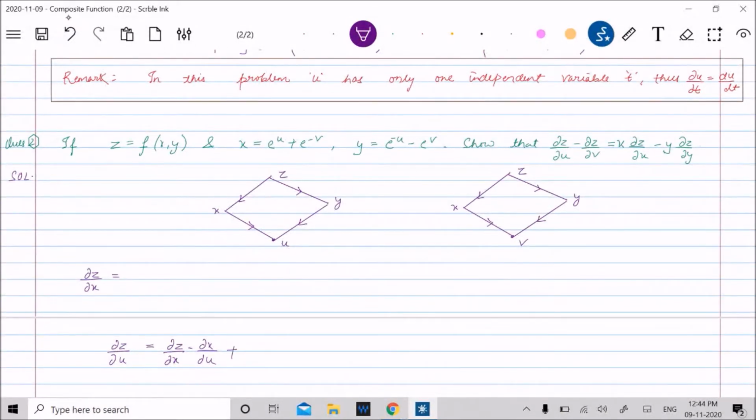Now plus, the second way is this way. If you follow this way, that will be del z by del y times del y by del u. And from this second picture I will have del z by del v equal to del z by del x times del x by del v plus del z by del y times del y by del v. Now what do I need? I need to compute the partial derivatives occurring in these two relationships.